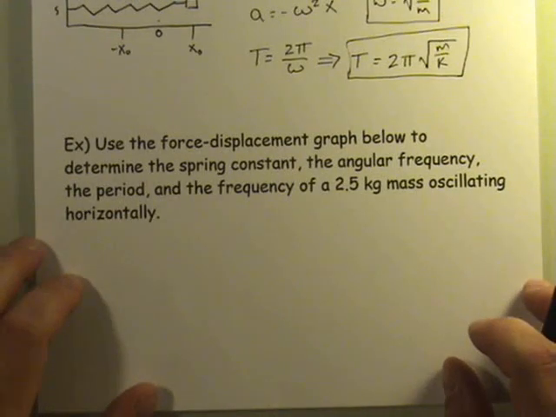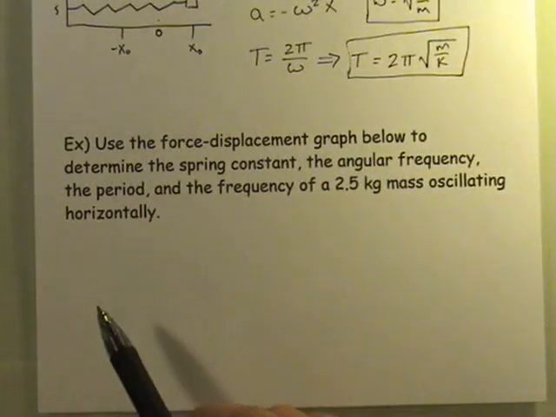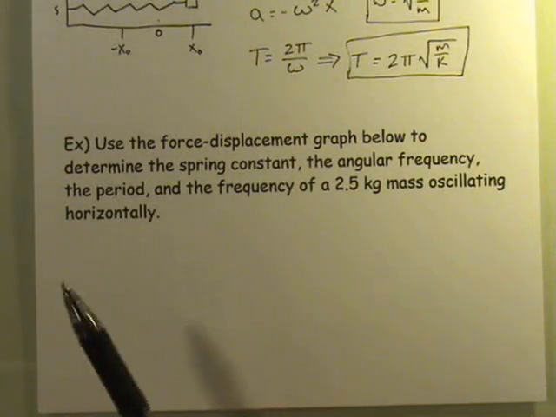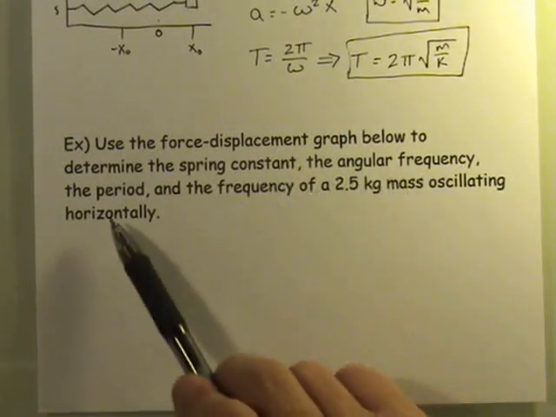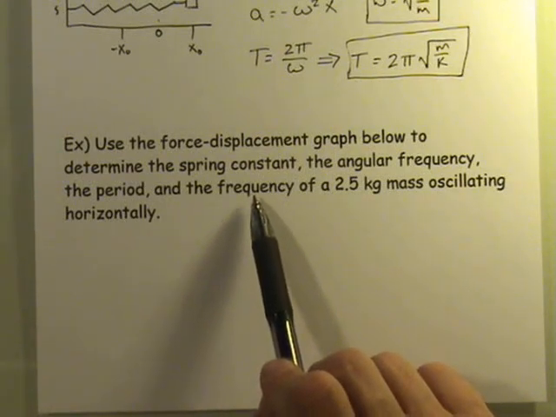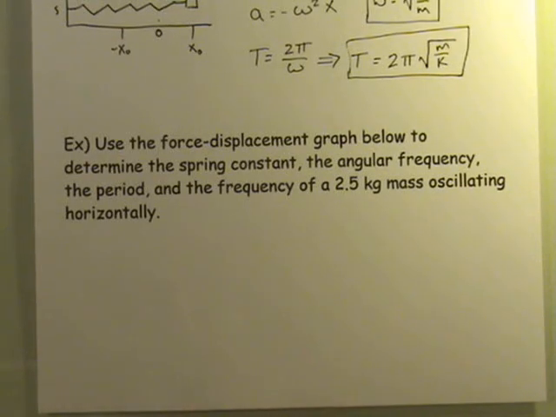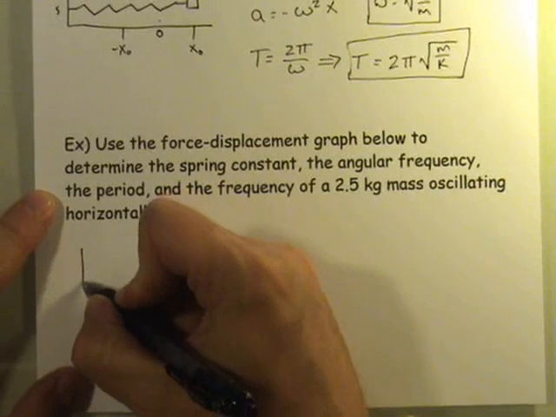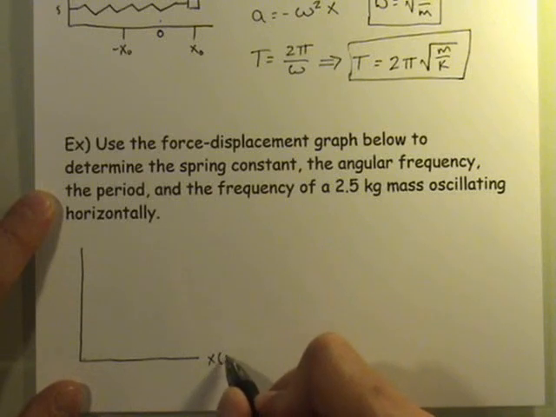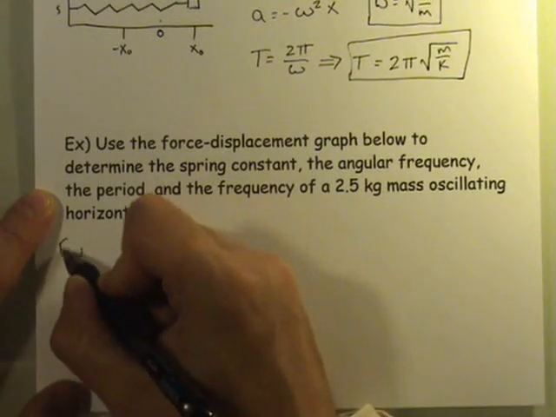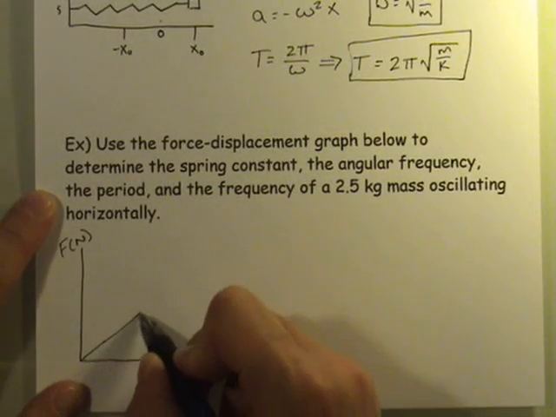Okay, so the way that this problem is set up is that I'm going to draw a force displacement graph, and I'm going to put numbers on it, which I didn't put on the previous graph. And as soon as I put numbers on that, we can then use that graph to determine things like the spring constant, for example, the angular frequency, the period, and then the regular frequency, which is the one that would be measured in hertz. And in this case, what we're going to do is to attach a 2.5 kilogram mass to a spring, which is represented by this graph. So we're going to take x in centimeters and force in newtons. Here's our graph.